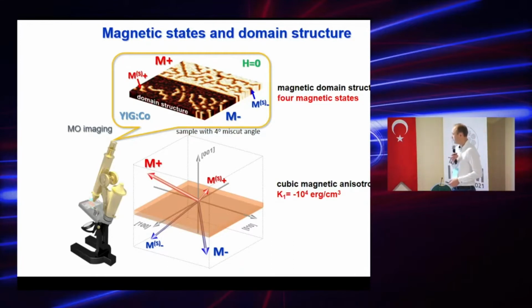But in our investigation, we use a series of garnets, and one of the garnets had a non-zero miscut angle. Due to the orientation of the sample, we observe in the Faraday geometry in the microscopy 4 magnetic phases, which correspond to 4 magnetization orientations. You can see 2 large domains, black and white, and 2 small domains inside the large domain.